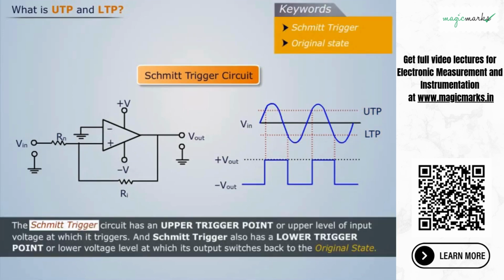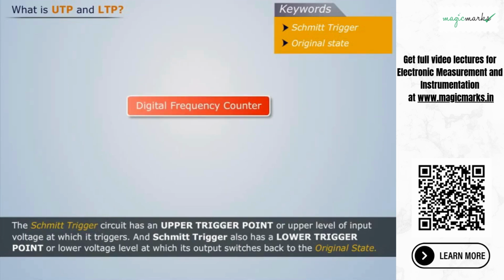Thus, the Schmitt trigger circuit has an upper trigger point, or upper level of input voltage, at which it triggers, and the Schmitt trigger also has a lower trigger point, or lower voltage level, at which its output switches back to the original state. Let's discuss the digital frequency counter where the Schmitt trigger is used.